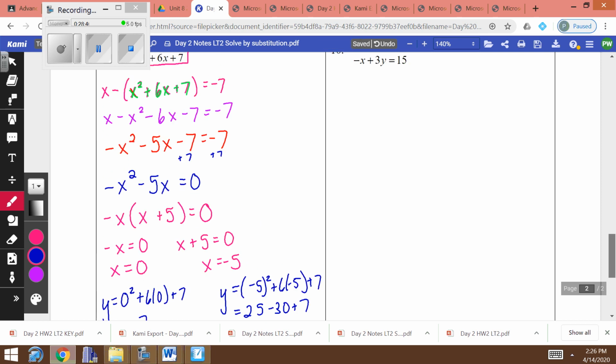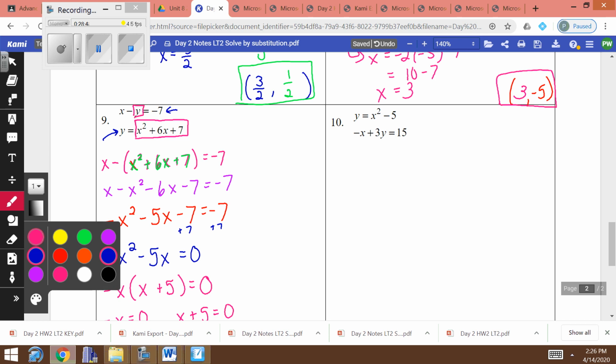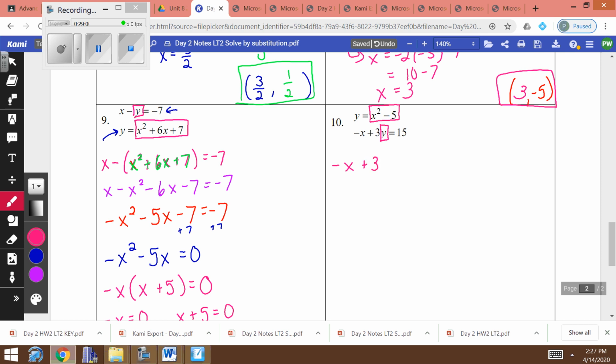Let's do one more like that. Again, if I look at this one, technically speaking, I could solve this for x, I could solve it for y and substitute it in, but typically I like to take my quadratic and substitute that into the linear. I typically find that's the easier way to do it. So wherever there is a y, I am replacing it with that x squared minus 5. So we get negative x plus 3x squared minus 15 is equal to 15 here. I'm going to rewrite it. So I'm going to put the x squared first minus x.